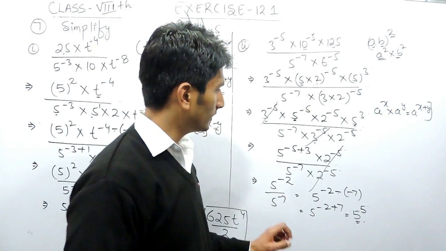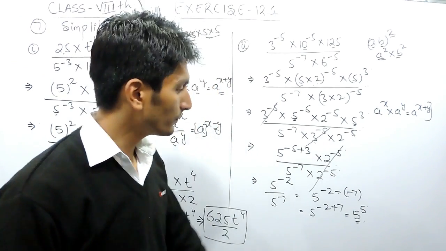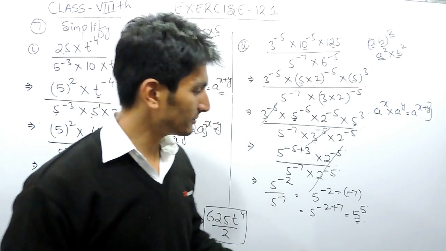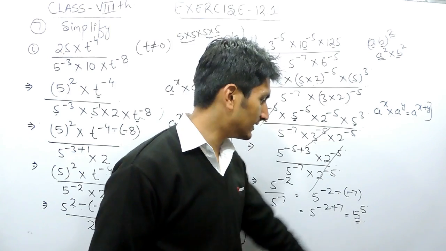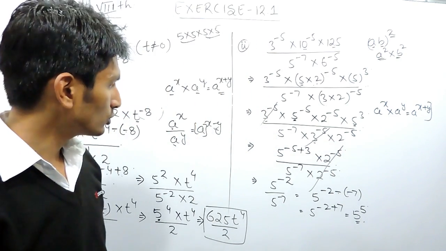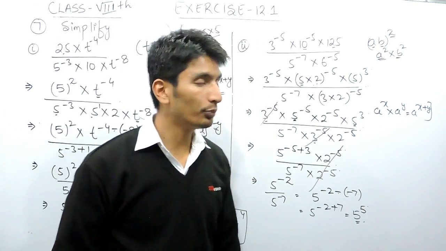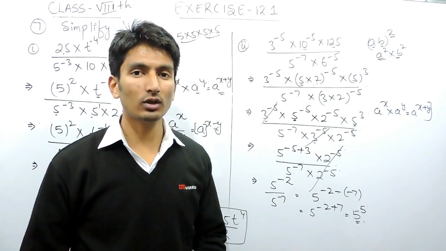So this is how you can solve this part also. 5 raised to power 5 means 5 is multiplied by 5, 5 times. So you can multiply this and you will get your answer. So this is how you can solve these two parts. I hope you have understood how to solve this.